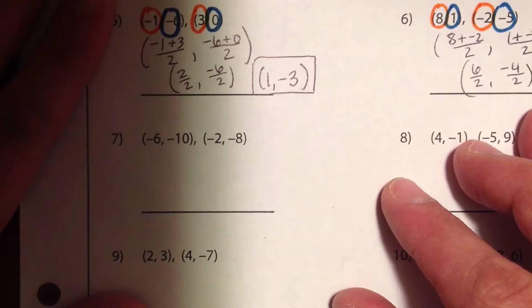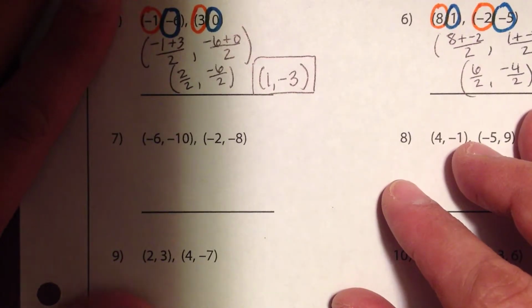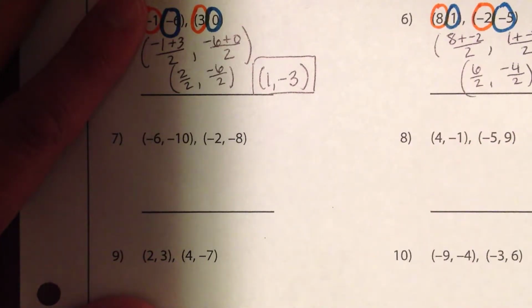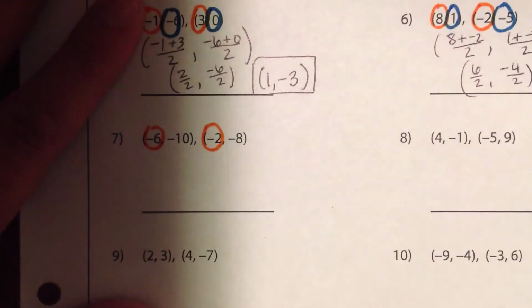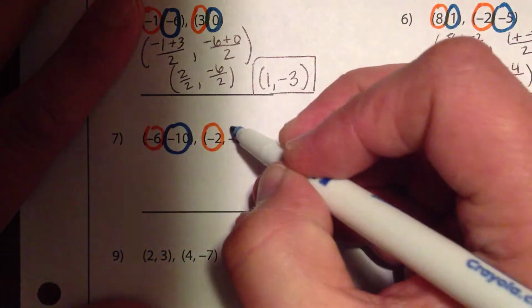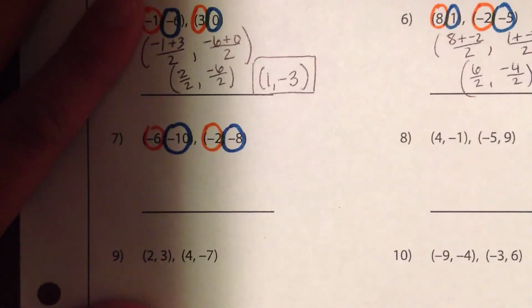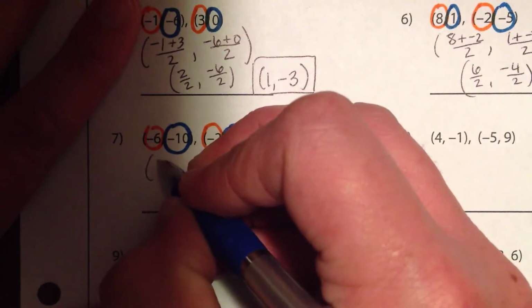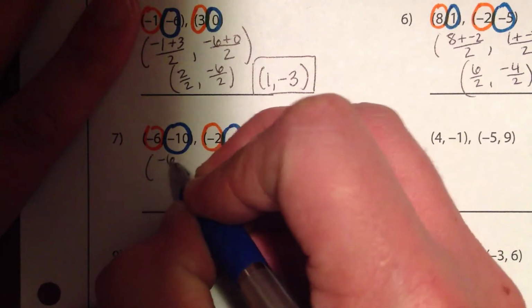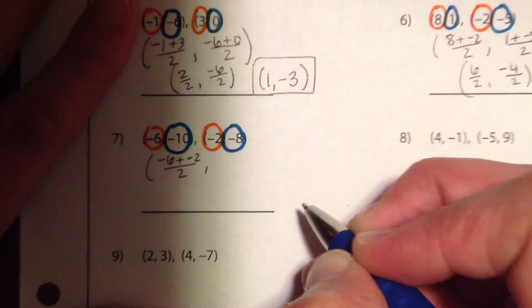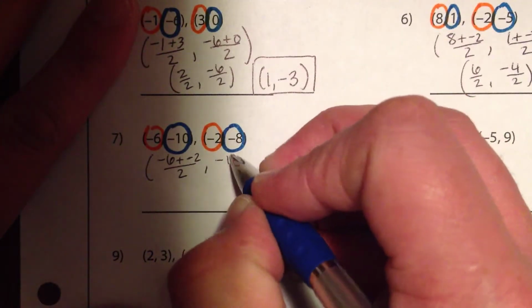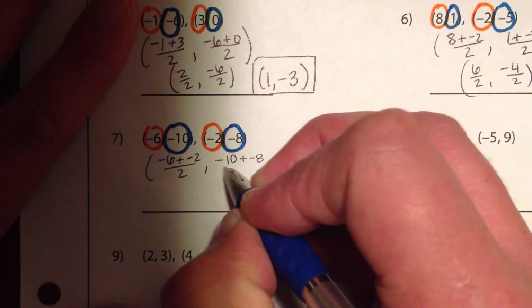Finding the midpoint between (-6, -10) and (-2, -8). Again, I find my x's, and then I find my y's. Careful with the negatives here. I have to add my x's, -6 plus -2, and then divide by 2. And I add my y's, -10 plus -8, divide by 2.